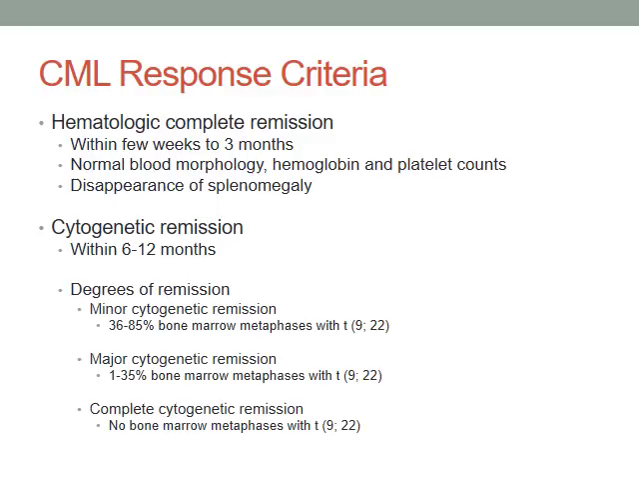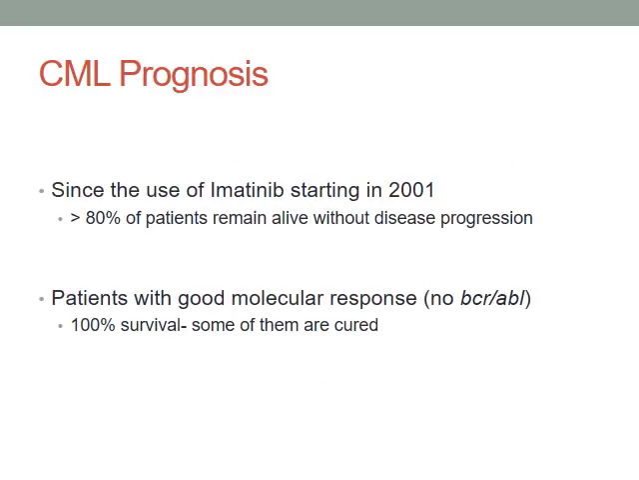in their marrow. The discovery of imatinib was a game changer for the treatment of patients with CML. It was discovered in 2001, and after that point, we've seen a significant increase. Up to 80% or more of patients have remained alive or been cured of the disease. If a patient has a good molecular response, meaning that they do not have the BCR-ABL gene after treatment, they have almost 100% survival and can be considered cured.